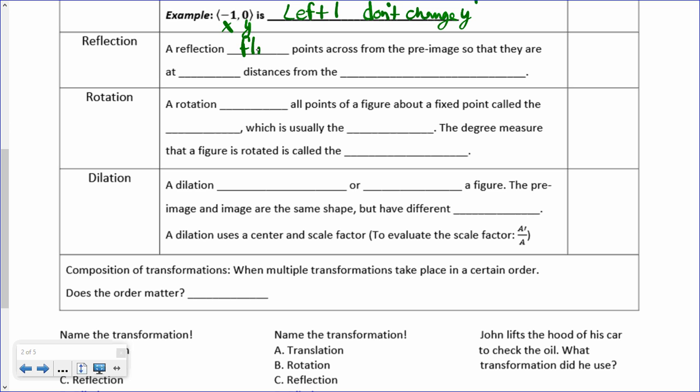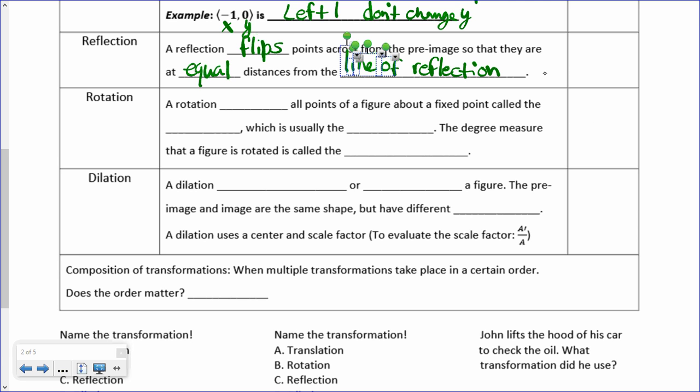Alright, reflection. A good way to think of reflection: a reflection flips. That's usually a good word to represent it. It flips points across from the pre-image so that they are at equal distances from the line of reflection.